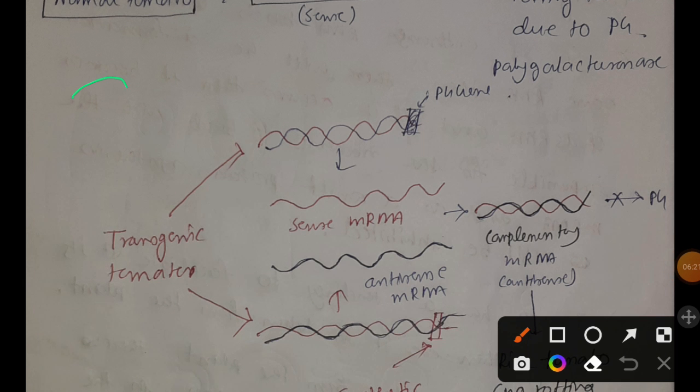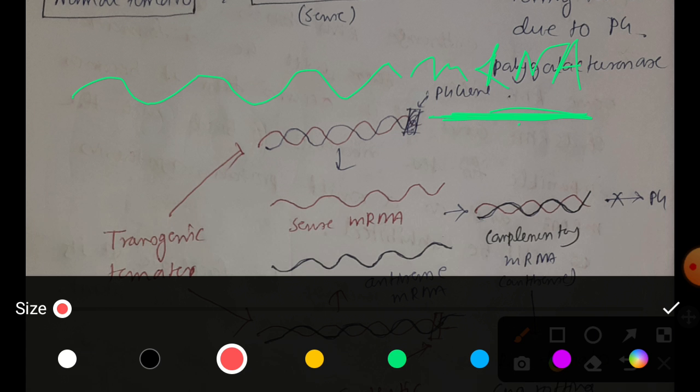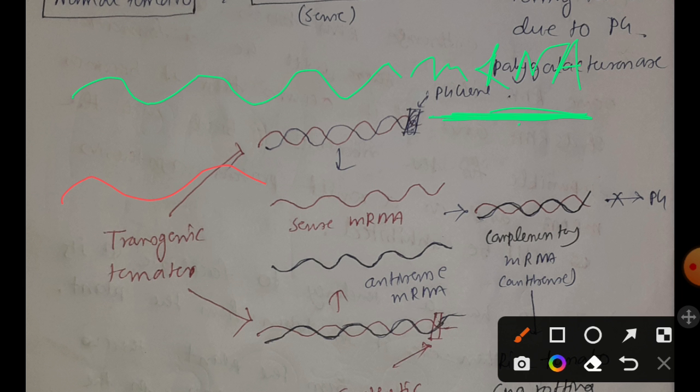That means if we can form an RNA molecule which will be exactly complementary to the mRNA that facilitates the translation of the polygalacturonase, there will be a chance that it will facilitate the formation of double stranded RNA, right? Now the question is, what is the utility of forming a double stranded RNA?